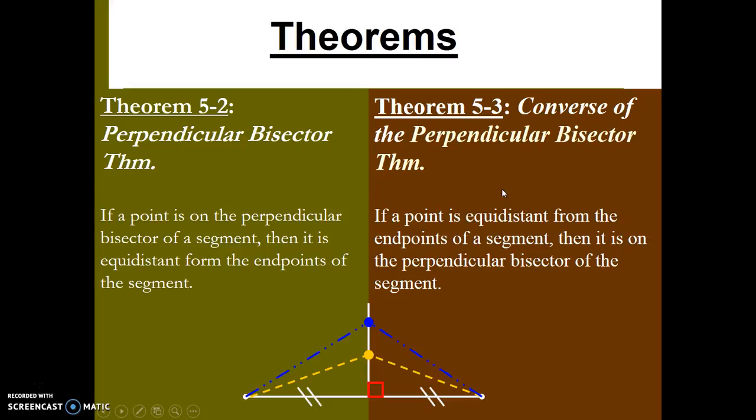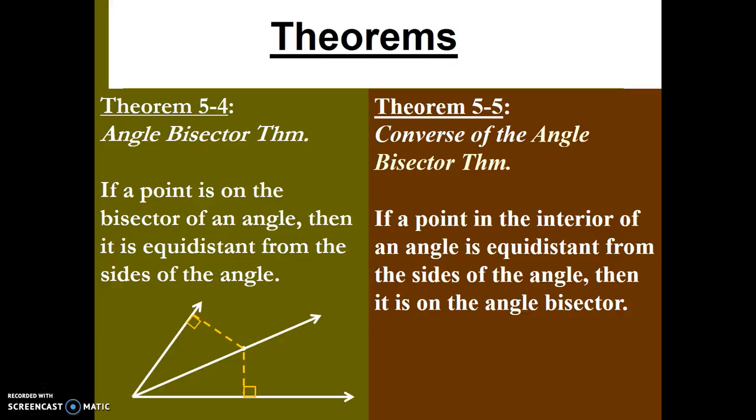Next, on to theorem 5-3. It's the converse of the theorem, so pretty simple. If a point is equidistant to the endpoints of a segment, like we have here in yellow, and if that's the same distance to this part in yellow, then it has to be on the perpendicular bisector of the segment. So again, converse, you're just flipping the statements, nothing too difficult.